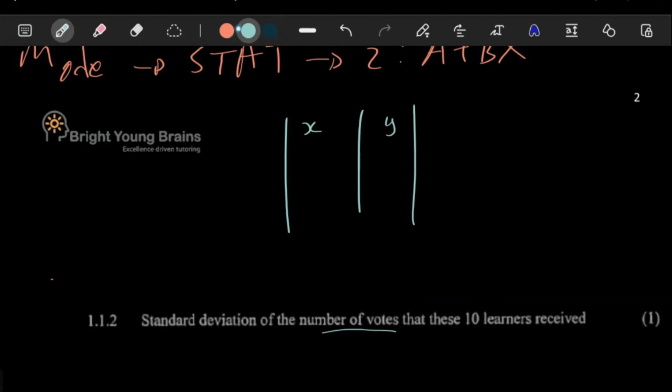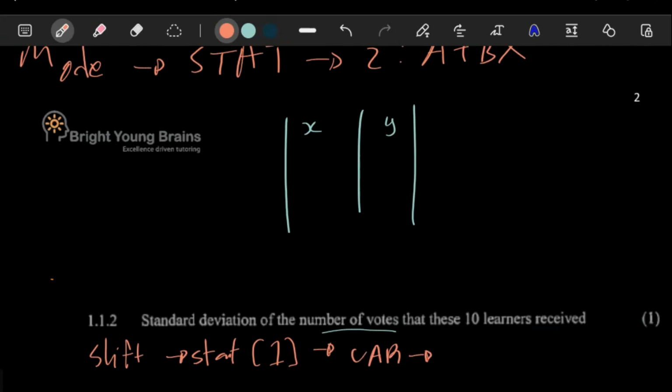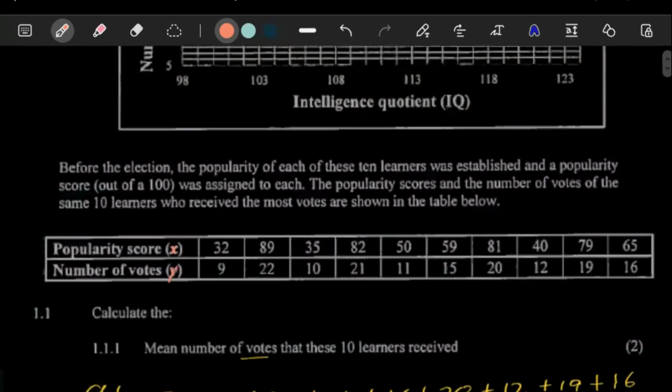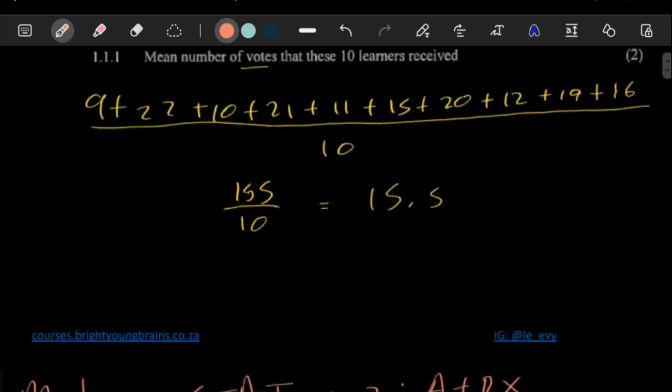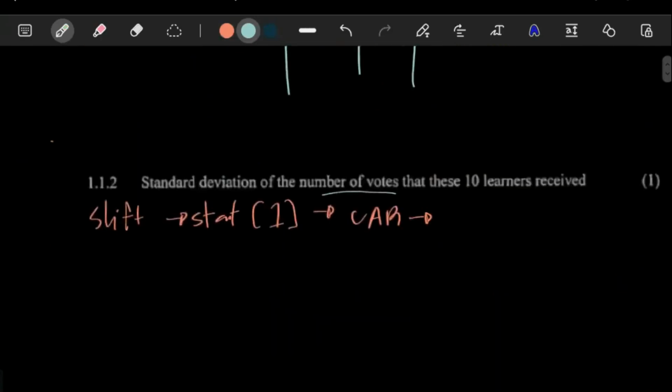So let me just write it out here. Shift stat, which will be the number 1 button, and then you're going to click on var. There we go. So after clicking on var, you need to think: for the x values, it's the popularity scores. The y values is the one for the votes. So you're going to click on the one that looks like this, then it has a y here, which is option number 6.